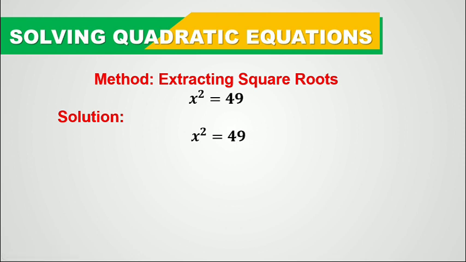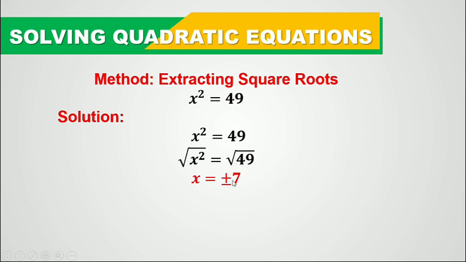So, we're gonna get the square root of x squared, and then the square root of 49. This is what I mean: we have to get the square root of each expression on both sides of the equation. And then, what is the square root of x squared? The square root of x squared is x. And then, the square root of the constant 49 is positive and negative 7.